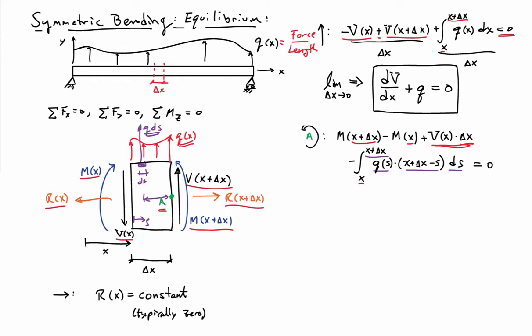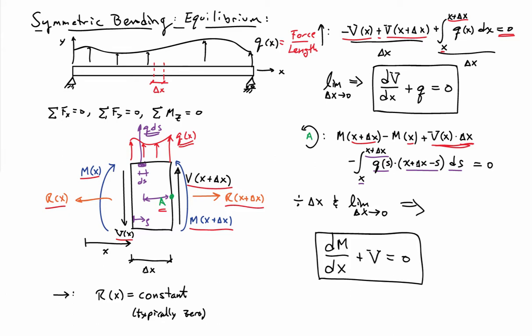I can now go ahead and divide through by delta x and take the limit as delta x goes to 0. The first two terms you can see are going to give me the derivative of m with respect to x. The second term is just going to give me v, and if you examine the third term carefully, the integral term, it will actually give you 0. So the equilibrium equation, so moments about the z-axis, pointwise along the length of the beam, says that the rate of change of the moment plus the shear force is equal to 0.